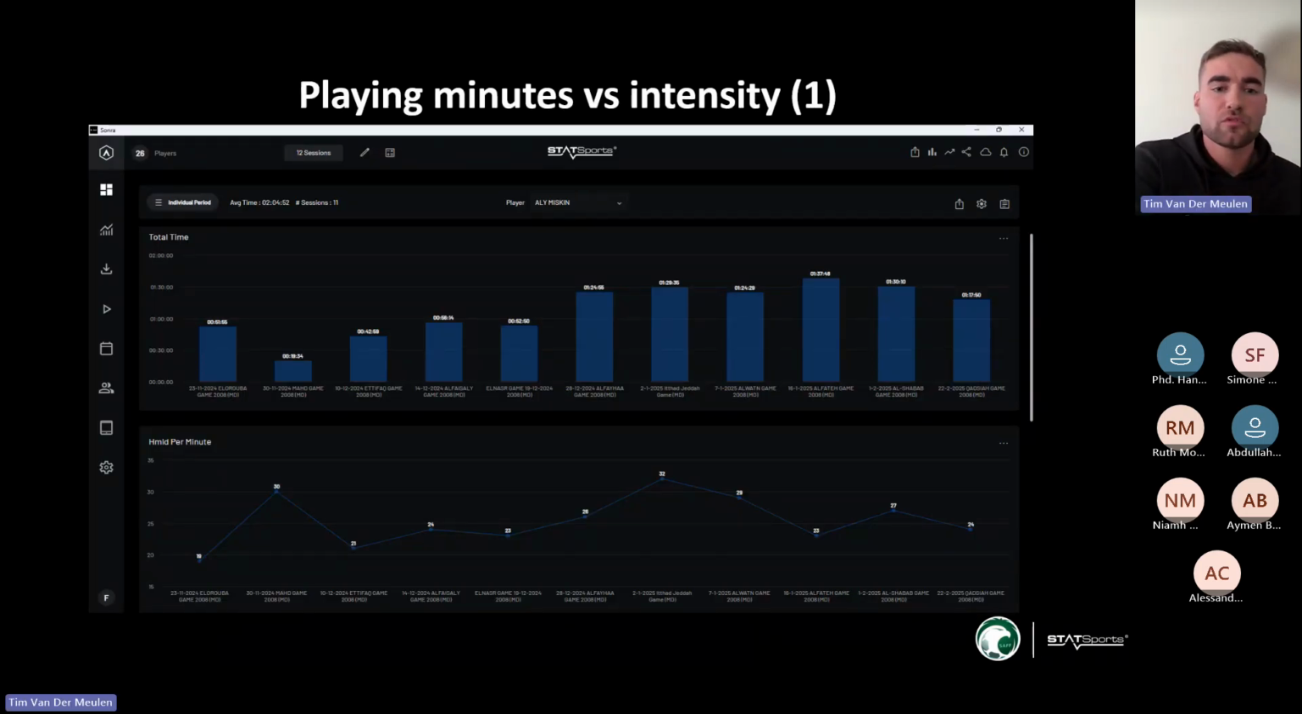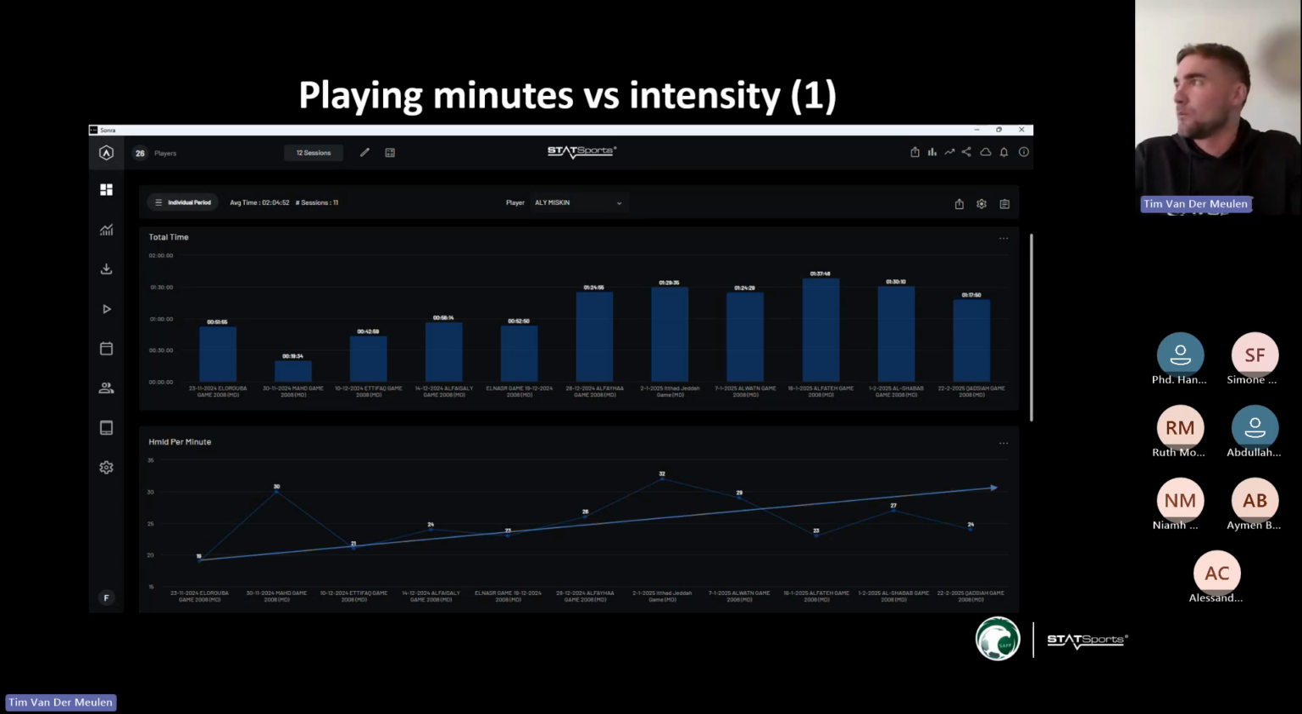And then I was able to visualize the number of playing minutes for a certain individual over time. This specific individual started with fewer playing minutes, but ended with more playing minutes during the matches at the end of this period. And even though he increased his number of playing minutes, he was also able to increase his intensity over time. You're able to see that based on the high metabolic load distance per minute, because it shows a positive trend over time.